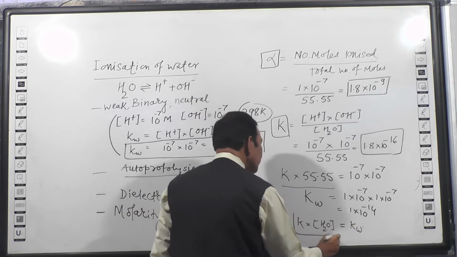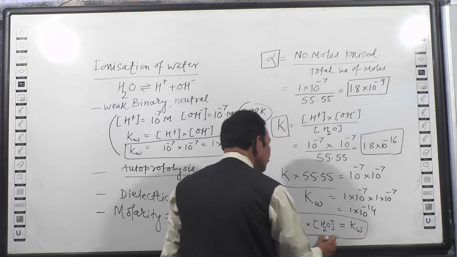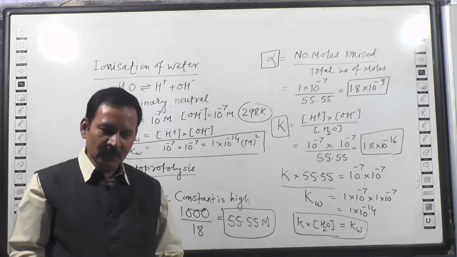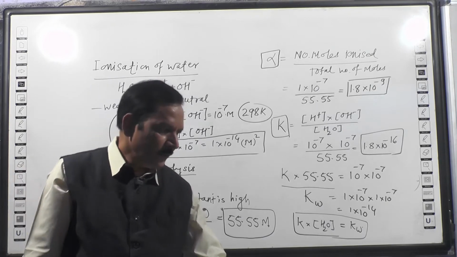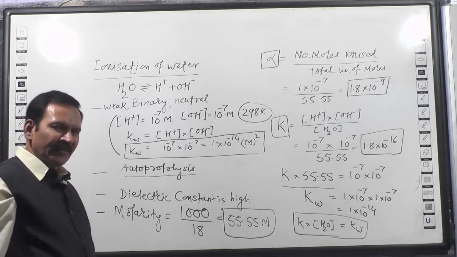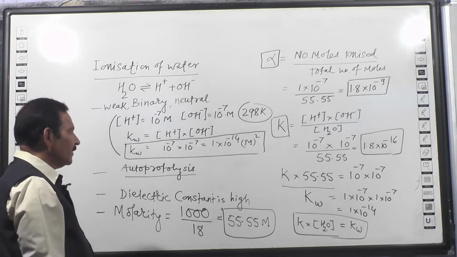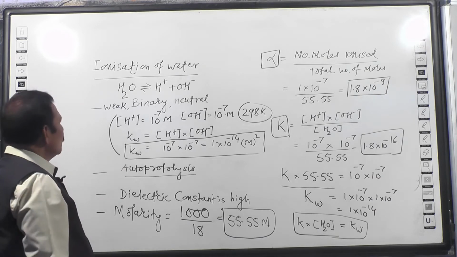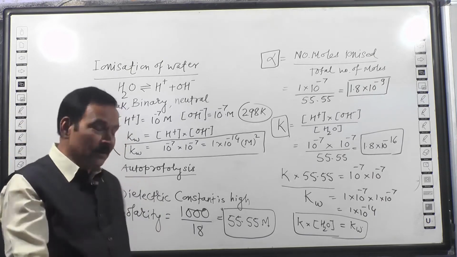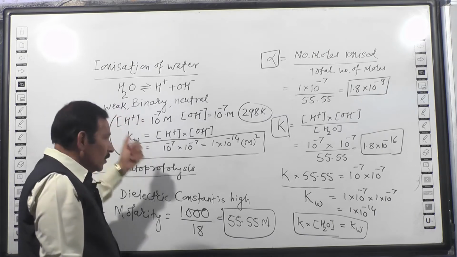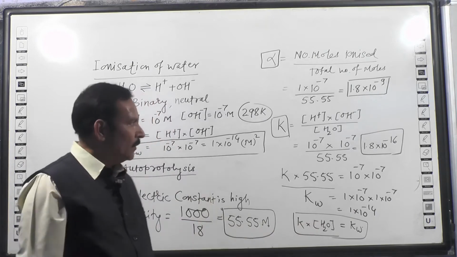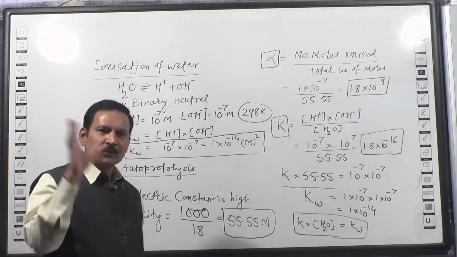This is equal to Kw. So this is also one of the important formulas for water. So if we repeat it a little, why are we considering ionization of water? Because we are using water as a solvent in the majority of cases. Water is called a universal solvent.